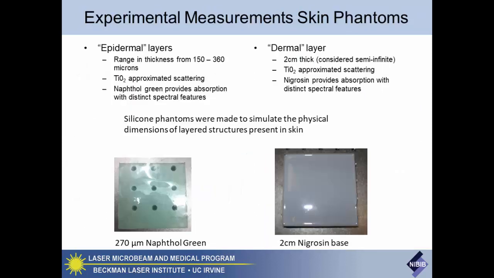And so that's where we've looked at these PDMS, these silicone phantoms, where we can put different dyes and different scattering agents in each one and lay them on top of each other. Right now, we can fabricate down to about 80 microns thick for the epidermal layer, using titanium oxide to approximate scattering in that layer. In this case, we were using naphthol green as the absorber. To approximate melanin right now, we use instant coffee. It's actually spectrally very close.